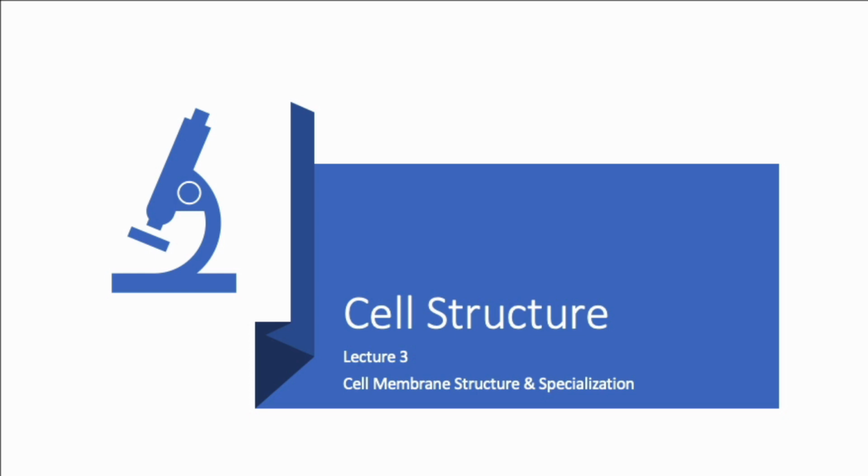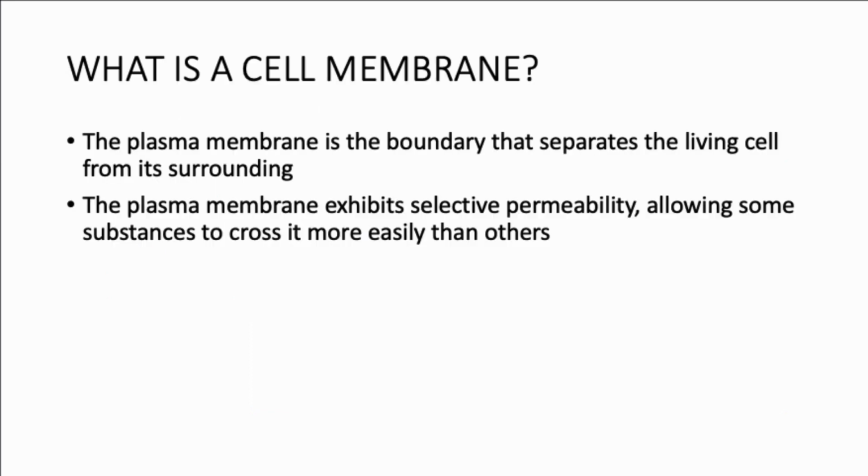All right, so this next lecture, our third lecture, goes over the cell structure. In this, we're starting off with the cell membrane. The cell membrane is also called the plasma membrane or the plasmalemma. This is a biological membrane that's separating the interior of the cell from the outside environment. Therefore, the internal and external environment are different.